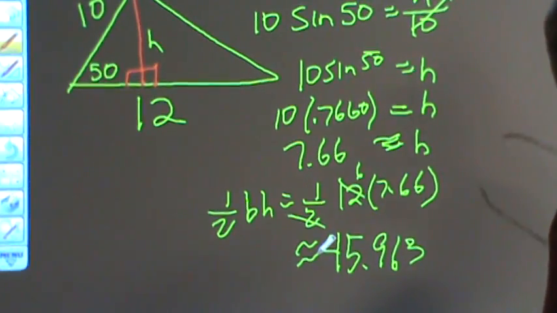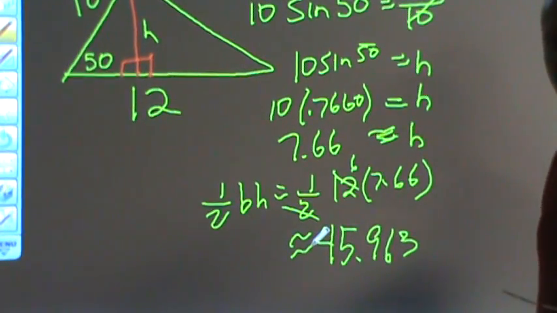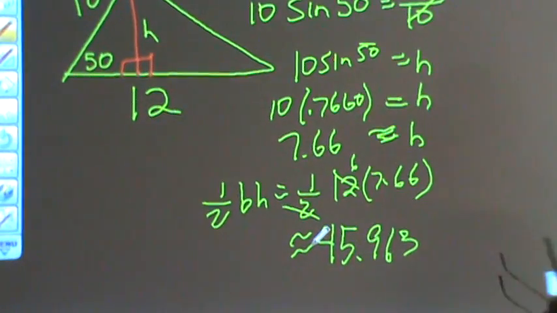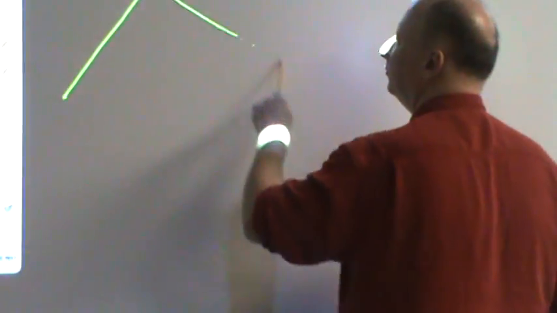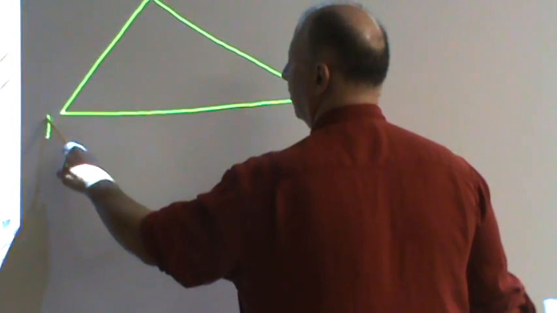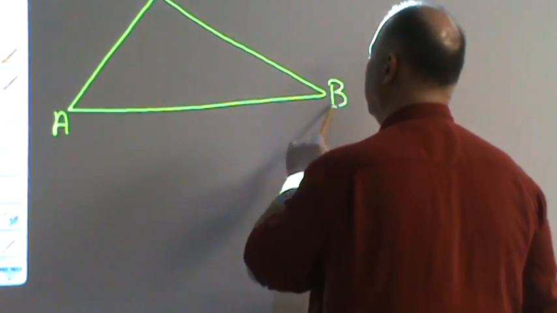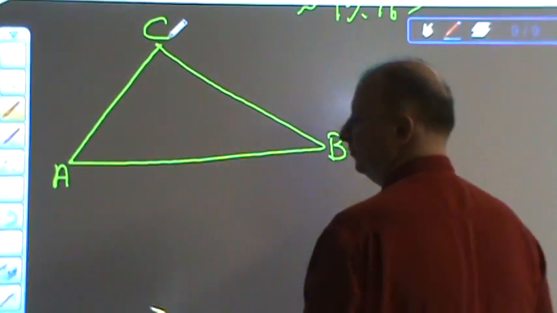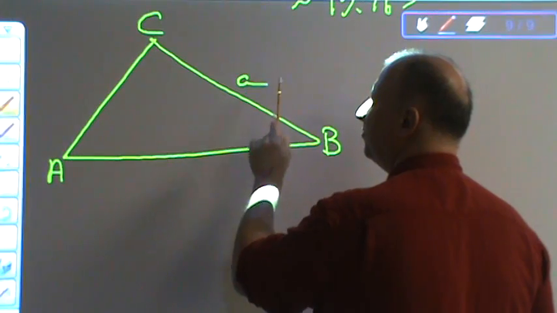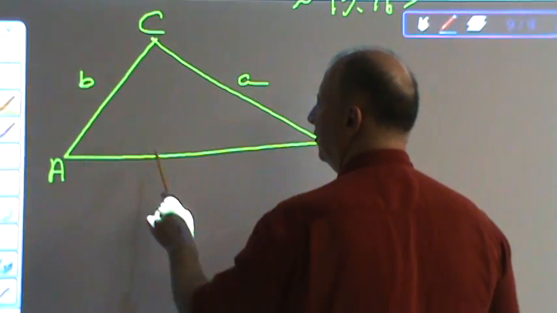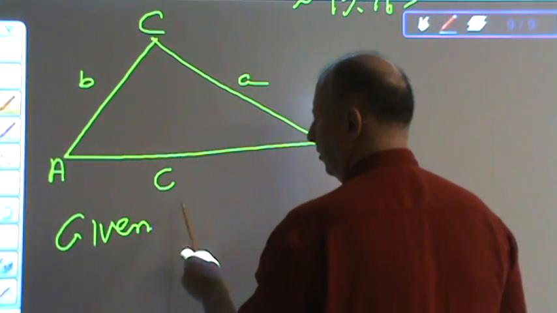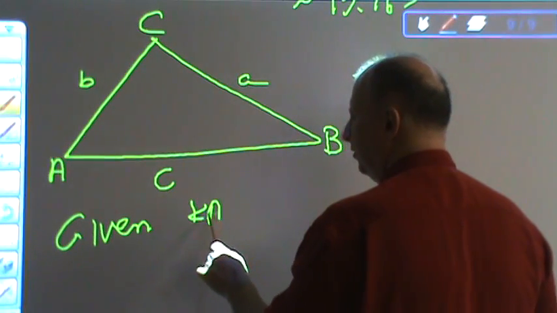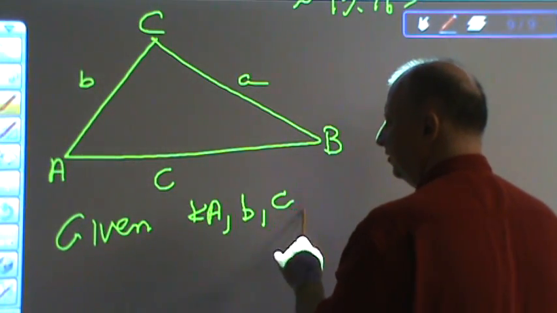That's all it is. Now let's look at if there's a way to develop a formula out of this. And it's relatively easy. Let's start off with a triangle. Let's call this A, B, C. So if this is side A, this is small a, small b, small c. Let's say I'm given angle A, B, and C.